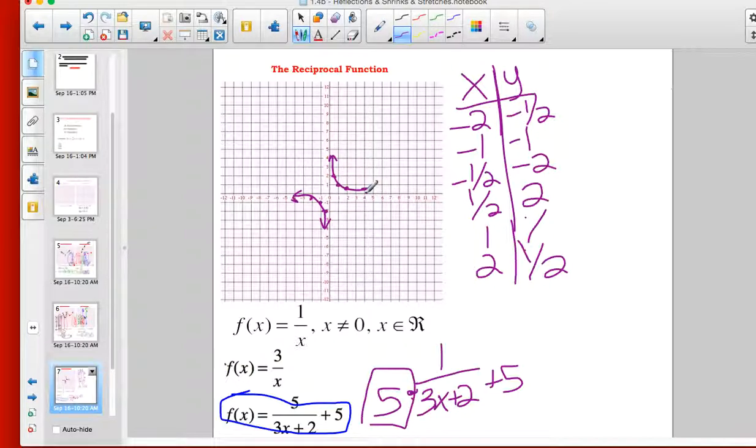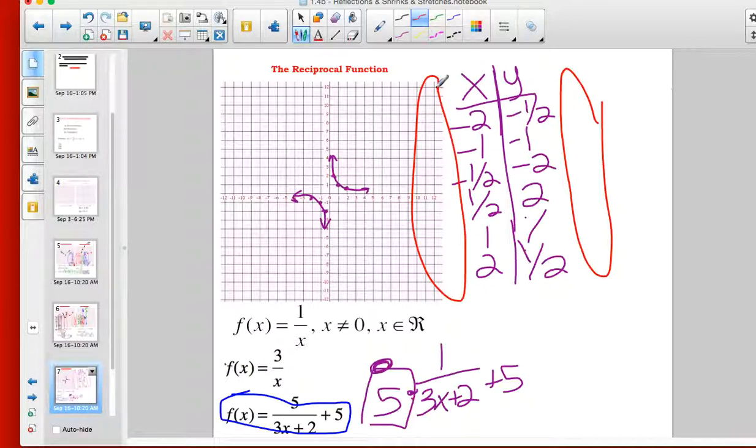So again, if we wanted to do 5, we can do the 5 first, this 5 right here. So all of the y coordinates are going to be multiplied by 5, right? Then we could do the horizontal one where we divide all of the x coordinates by 3 because it's a horizontal shrink. Then you could subtract 2 from them and keep going. And then finally you could add 5 and your final columns would be this one and this one.